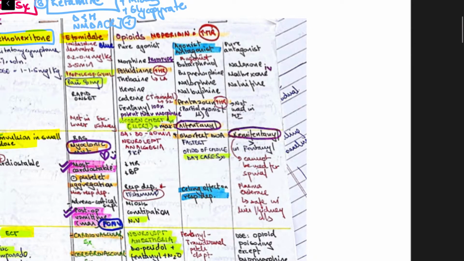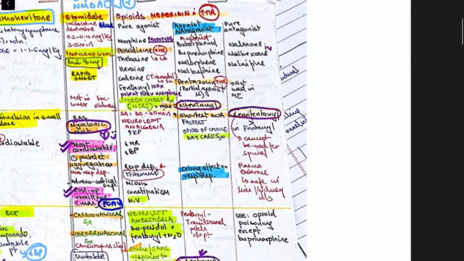Etomidate. Okay, what do you need to remember with etomidate? It contains propylene glycol, very important. So there will be pain on injection and it has a rapid onset, right? And again, it is metabolized in the liver and excreted by the kidneys. It causes myoclonic movements. This is very important. This is always asked. Okay.